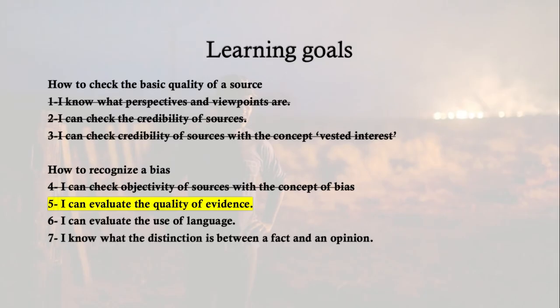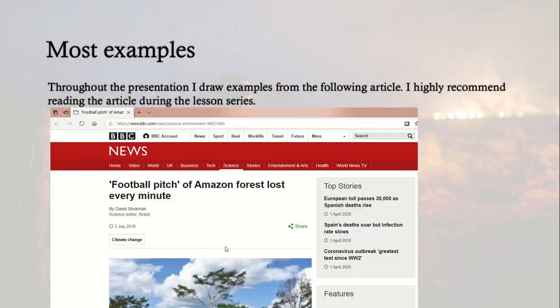We covered quite a lot of things in the previous videos. We checked the credibility and the objectivity of a source, and today we're going to have a proper look at the quality of evidence as a means to assess the objectivity of a source. Most examples we use in these slides are based on the article written by David Schickman on the Amazon rainforest.